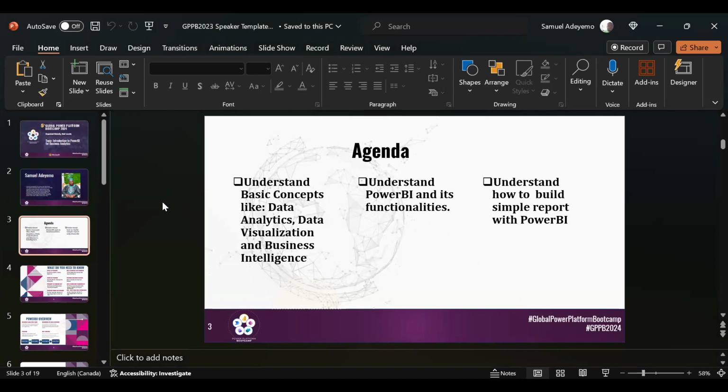So the basic agenda for today's session is to understand the basic concepts like data analytics, data visualization, and business intelligence. Understand what Power BI is and some of the numerous functionalities embedded in Power BI, right? And also understand how you can build a very simple report with Power BI, right?